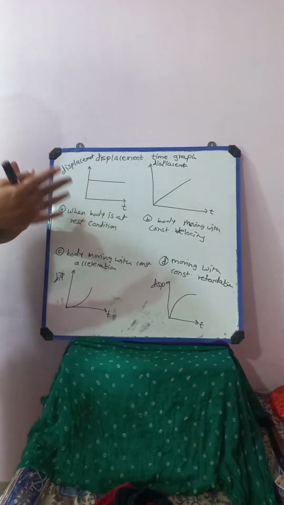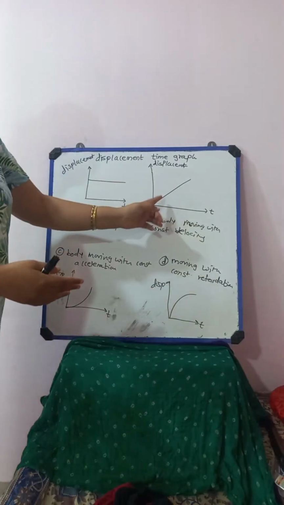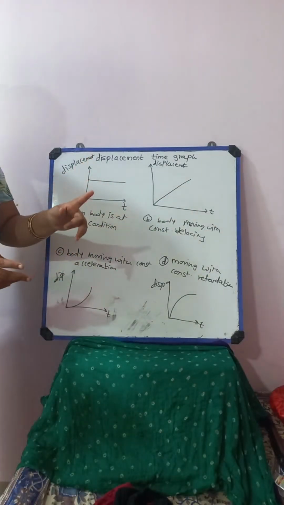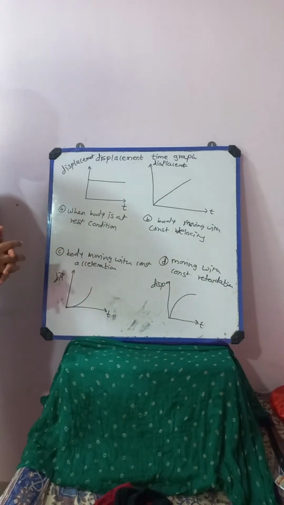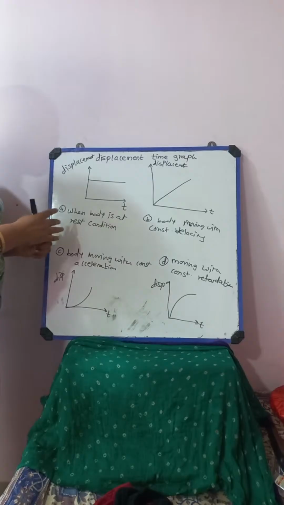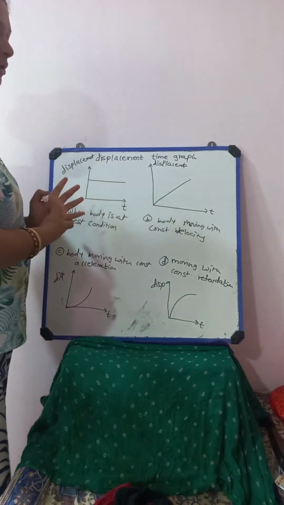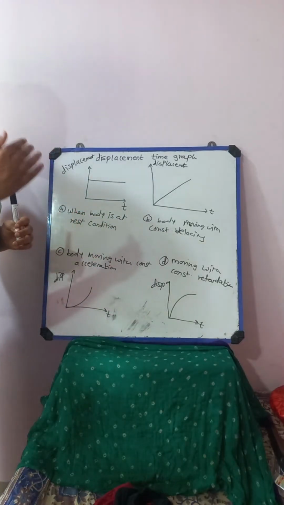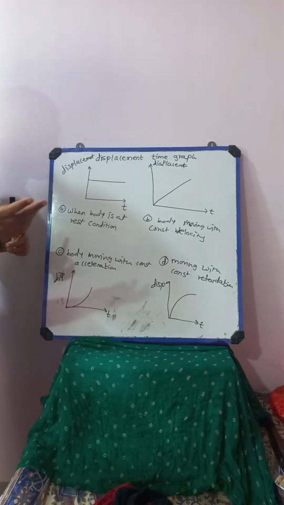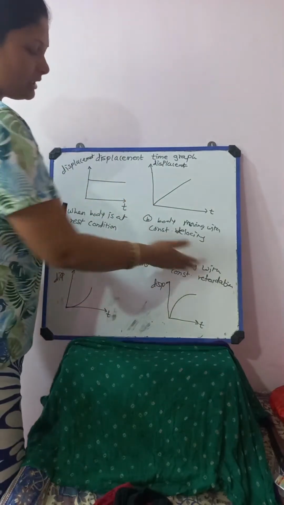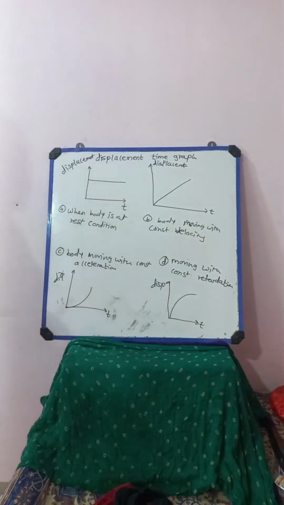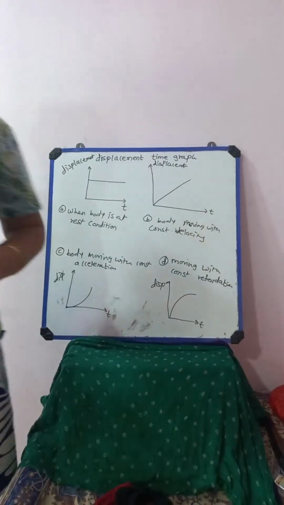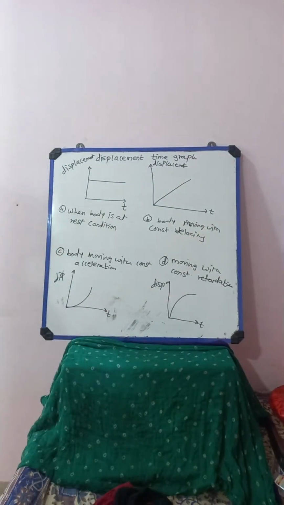If the body is moving with a constant velocity, then we will get a linear graph. If the body possesses constant acceleration, then you will get this kind of graph, continuously increasing. And if the body is moving with a constant retardation, there is a change in acceleration but it is decreasing, so you will get this graph. It is increasing and now started decreasing, and that shows the constant graph over here. So these are the four graphs we have in our syllabus.